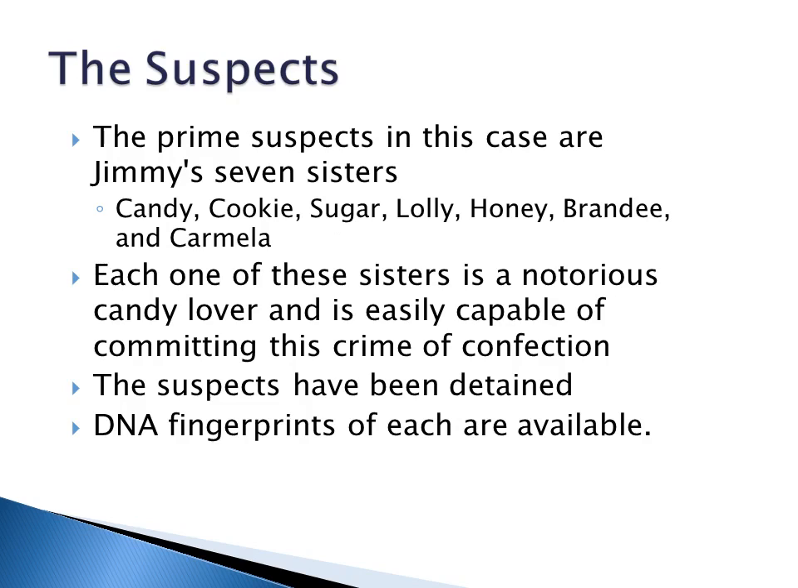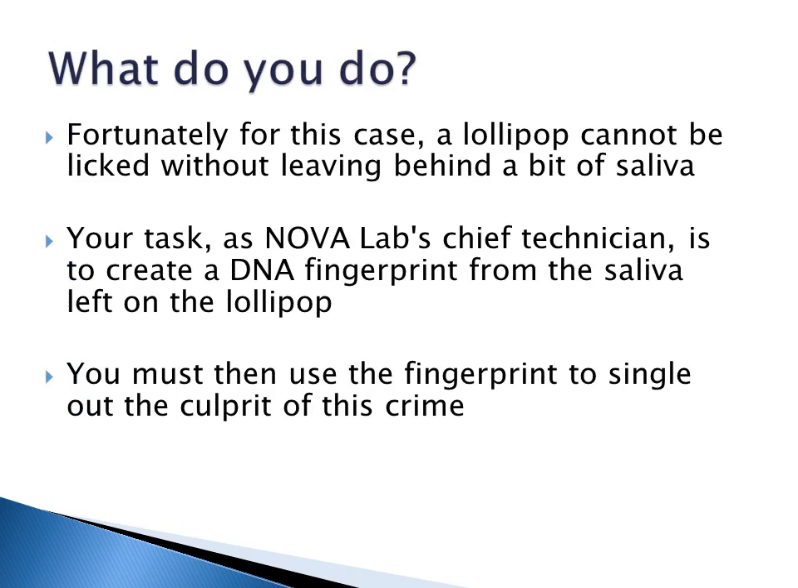So, of course, the prime suspects are Jimmy's 7 sisters: Candy, Cookie, Sugar, Lolly, Honey, Brandy, and Carmela. Each one of his sisters loves lollipops, so each one of them would possibly be the person that ate half of it. Jimmy detained his 7 sisters, and DNA fingerprints are available for each one.